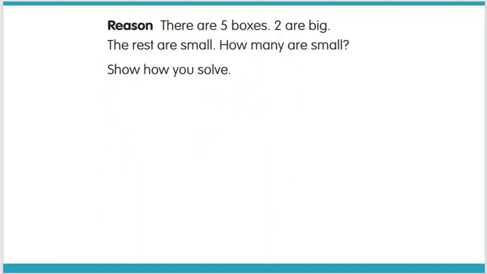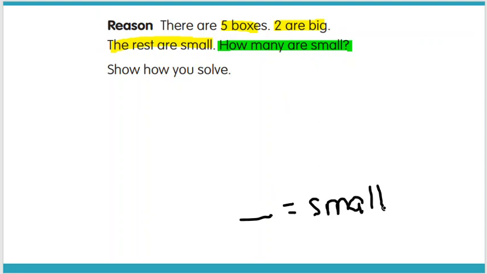So here we have the next one. There are 5 boxes, and 2 are big, the rest are small. How many are small? So that's what we're looking for. How many are small? So blank equals small. Alright, so that's what we're trying to solve. Okay, so if there's 5 boxes, 2 are big. So I've got 5 total boxes. 2 are big. How much are the rest?